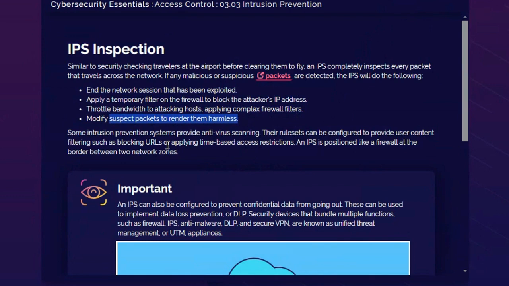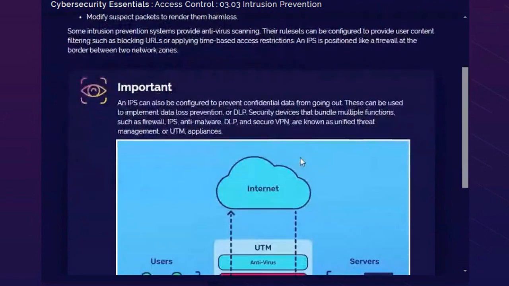Some intrusion prevention systems perform antivirus scanning. Their rule sets can be configured to provide user content filtering, like blocking URLs or applying time-based access restrictions. Can't access it between this time and this time. An IPS is positioned like a firewall at the border between two network zones.